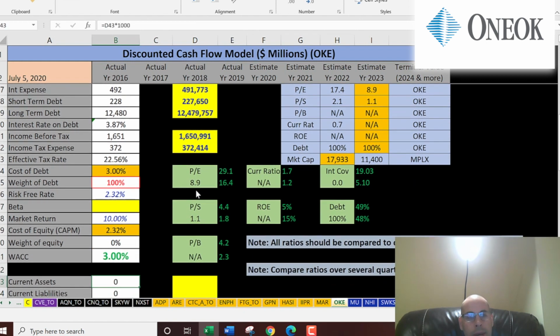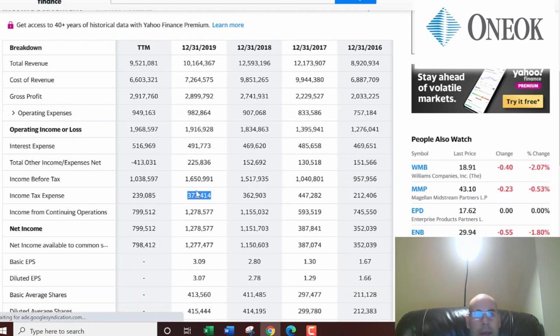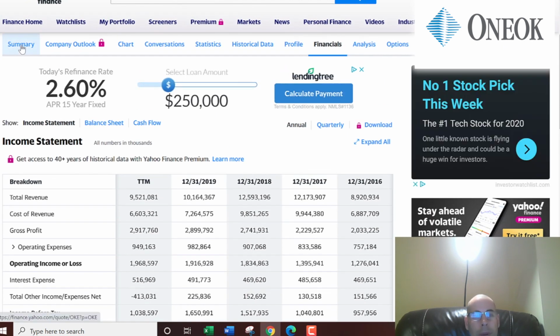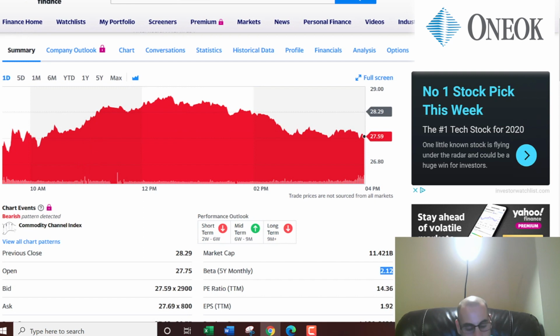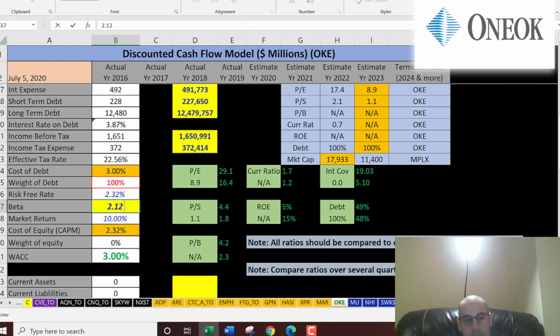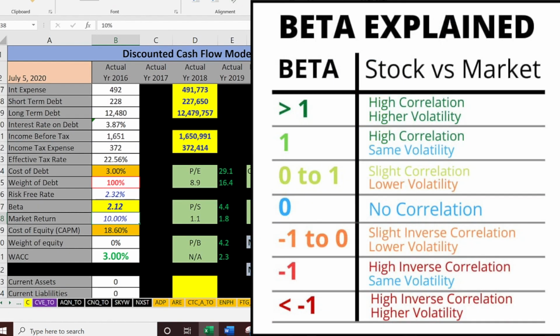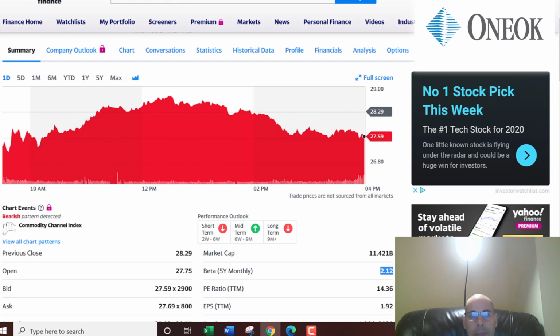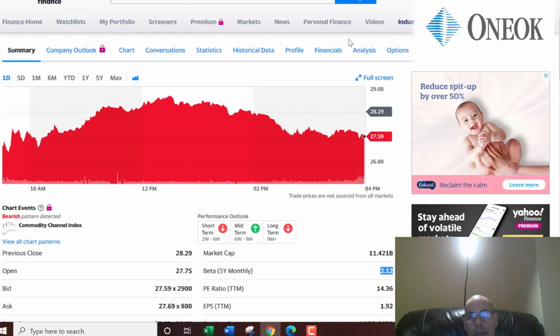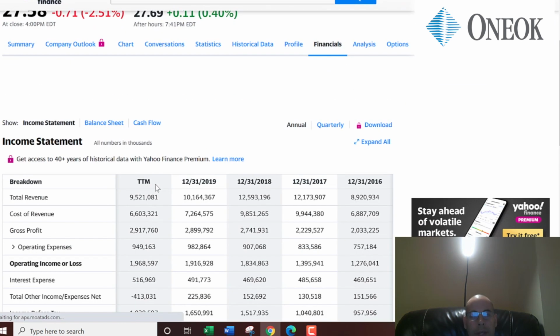Let's get the cost of equity. We need the beta for that. And the beta is how much the stock moves relative to the market. So they have a beta of 2.12. So the stock moves twice as much as the market. So if the market went up 1% today, for example, this stock should go up a little more than 2%. So this is a high beta, so it is more volatile, the stock, and tends to be more risky. So we need to look at the financial ratios at the end of the video.